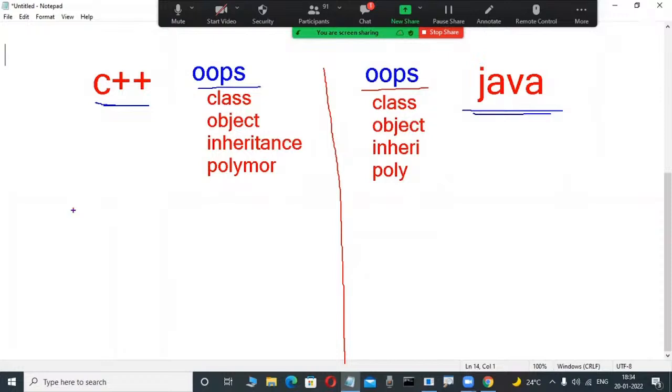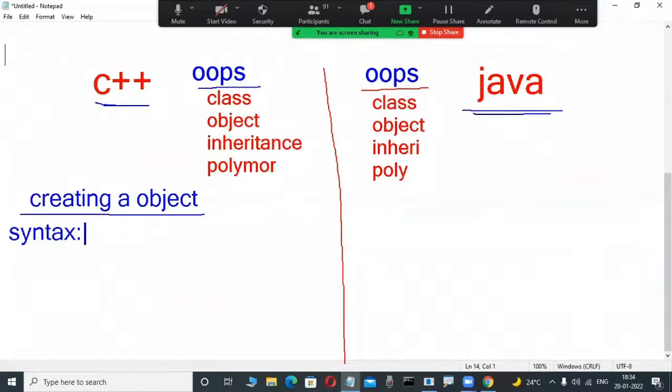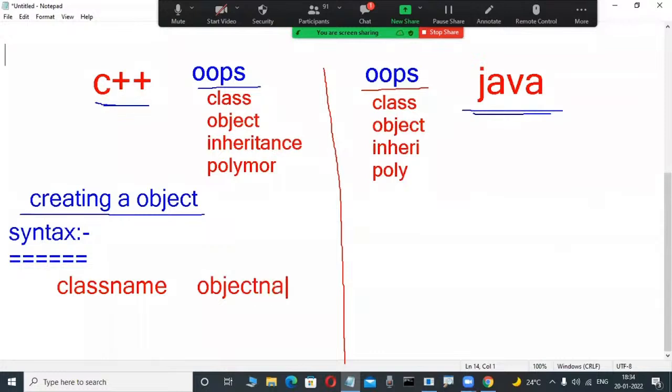Anybody guess it? Suppose in C++, I want to create an object from the class. What is the syntax? Anybody technical having an idea? So many persons are having an idea. Creating an object from the class, what is the syntax in C++? Slowly observe here, here is the only difference. Class name, space, object name. This is the syntax to create an object from the class in C++.